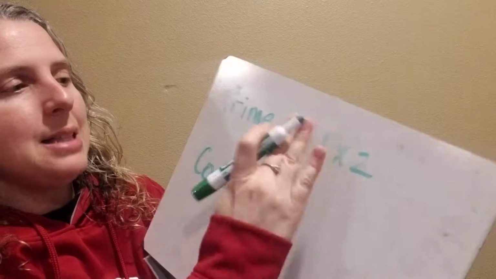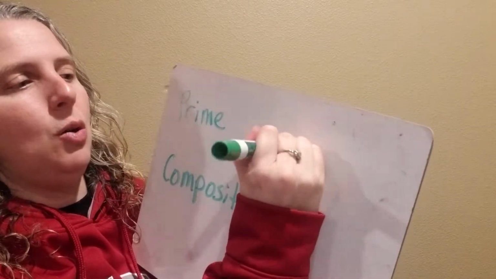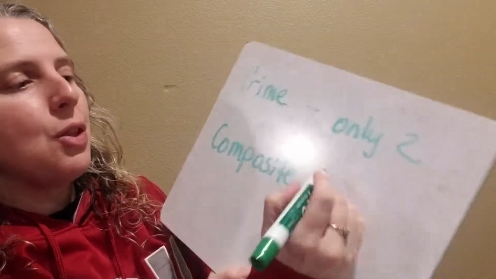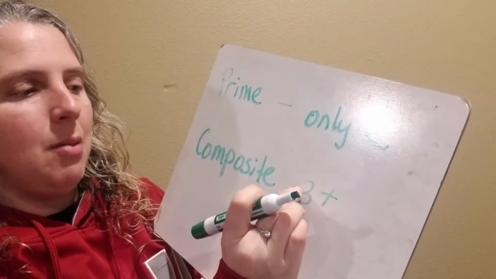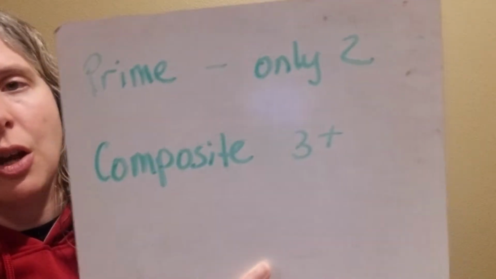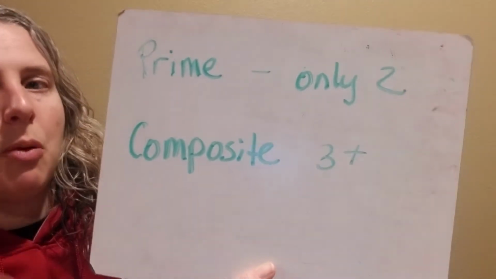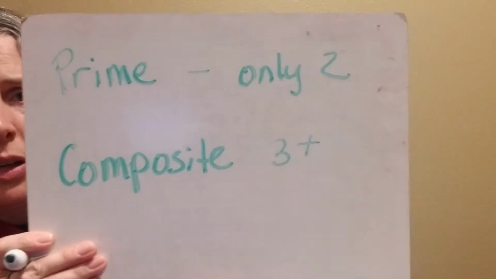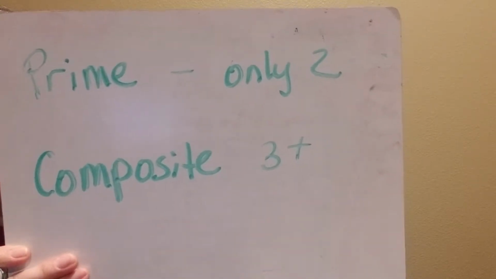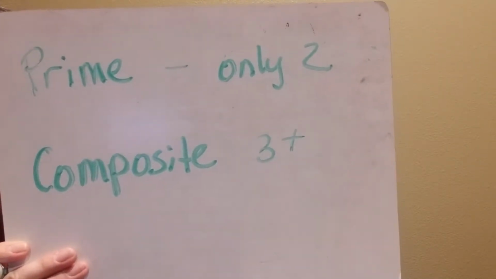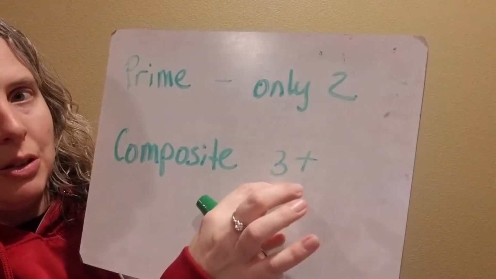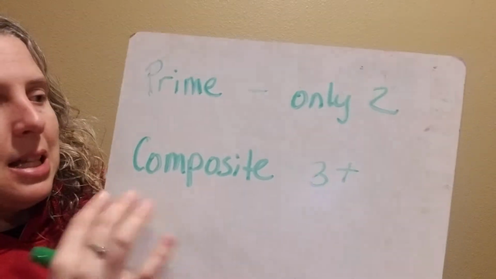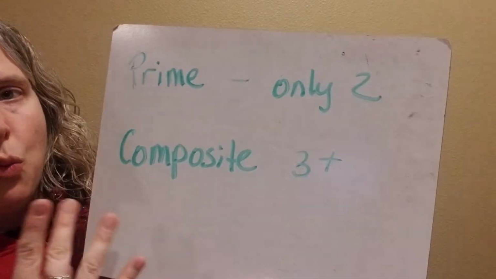Okay, a composite number, so prime has only two factors. A composite number has 3 or more factors. It means that there are other numbers that can go into it evenly. So it's divisible by other numbers than just itself and 1. So to determine if a number is prime or composite, you just have to see how many factors it has. Once you get to 3 factors, you know it is composite. So you're just trying to see, is it divisible by anything other than 1 and itself?